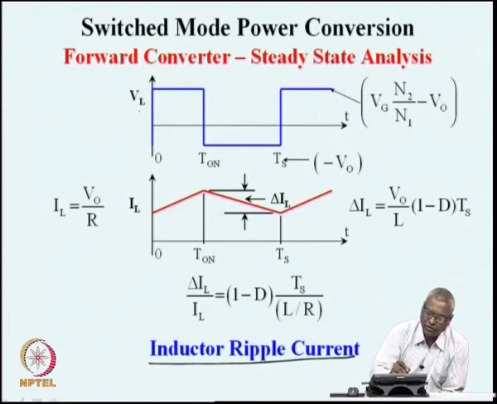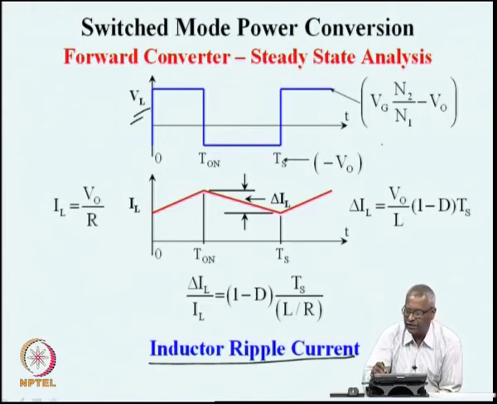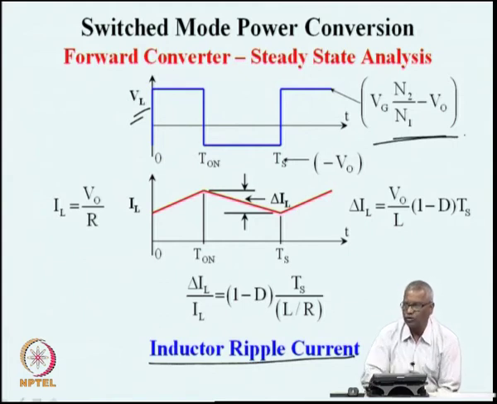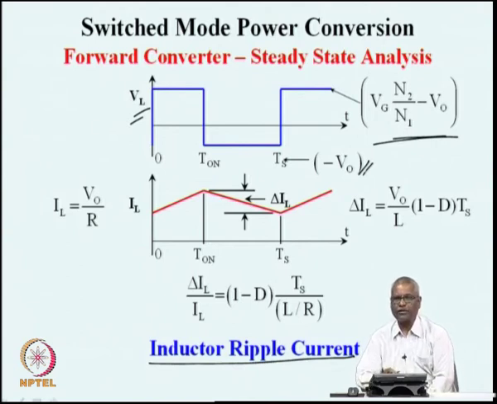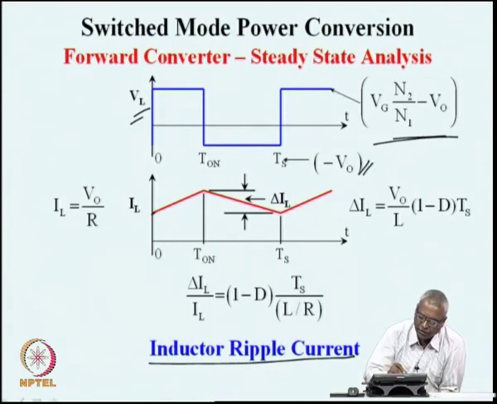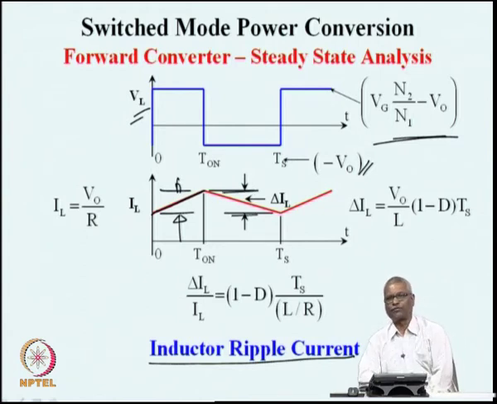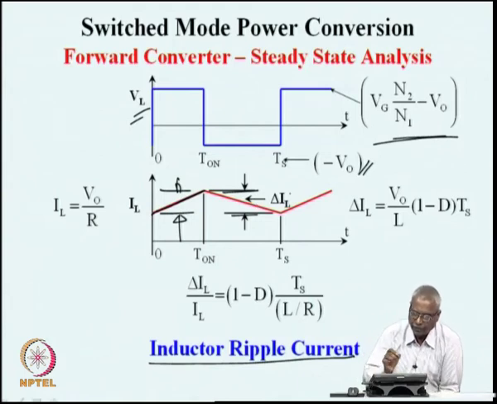Here the inductor voltage is VL, and that is equal to Vg into N2 by N1 minus V naught during the on time, and it is minus V naught during the off time. If you integrate this quantity, you should be able to get how the current rises during the on time, which is this, and how the current falls during the off time, which is what I have shown by the arrow here.